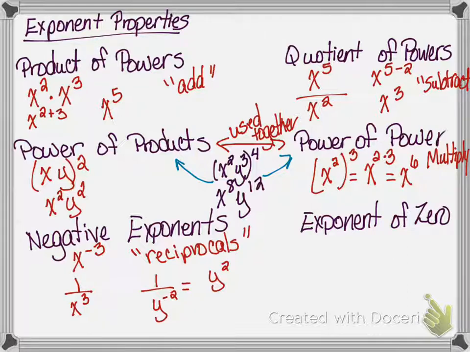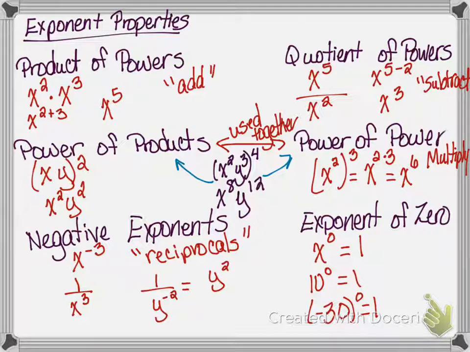If I have something raised to the 0 power, what do I get? 1. X to the 0 power is 1. I can have 10 to the 0 power, and I could have negative 30 to the 0 power, and I'm always going to get 1.